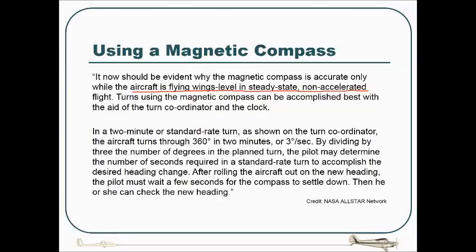Now, if we want to do a turn, there's a concept in power flying called a standard rate turn. In the standard rate turn, we use a turn coordinator and establish a specific bank angle. We maintain that, and it takes 2 minutes to do a 360, so about 3 degrees per second. By dividing this, we can plan our turn. If we want to change course, for example, 90 degrees, I'll divide 90 by 3 to figure out the number of seconds. You roll your aircraft into a standard rate turn, count the number of seconds, roll back into level, then let the compass settle down and check to see if you're on the right heading.